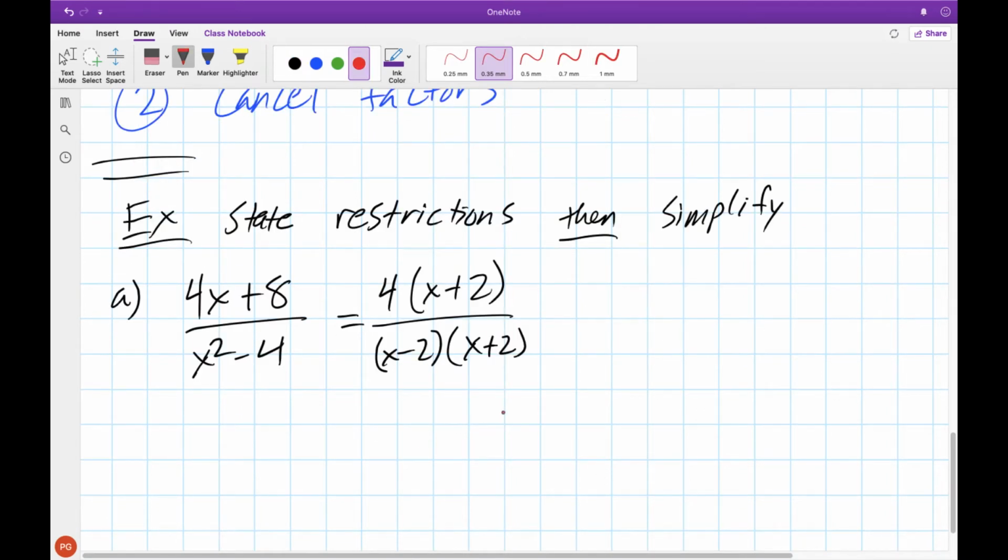Once we factor out all of this, remember we care about where the bottom is 0. So our restriction would be that x can't be -2 or +2, because that'll make the bottom of our fraction 0. Keep in mind, you have to state these restrictions before you simplify.